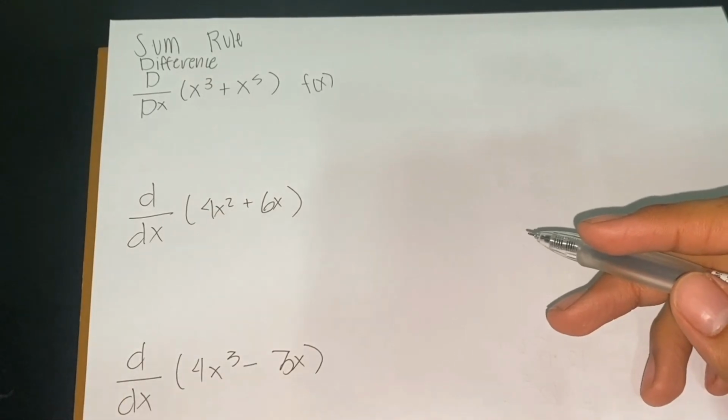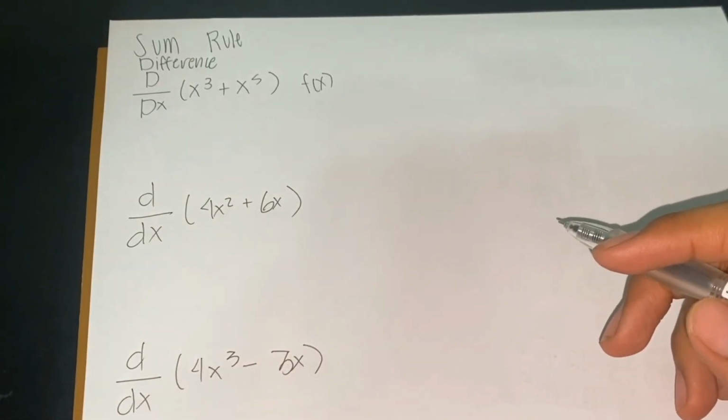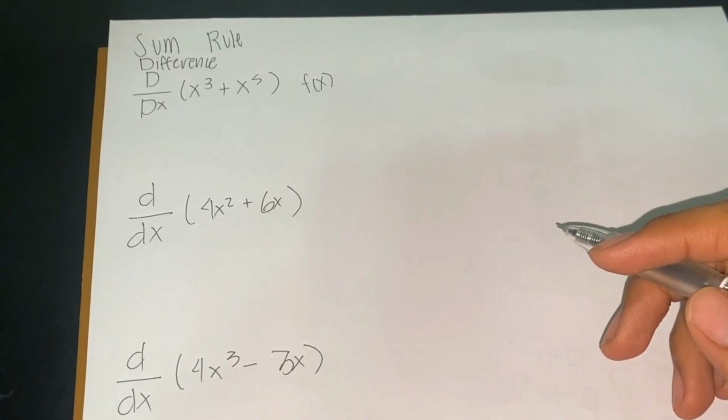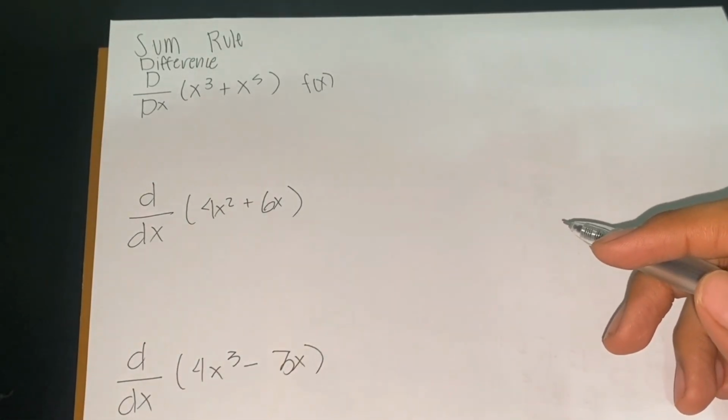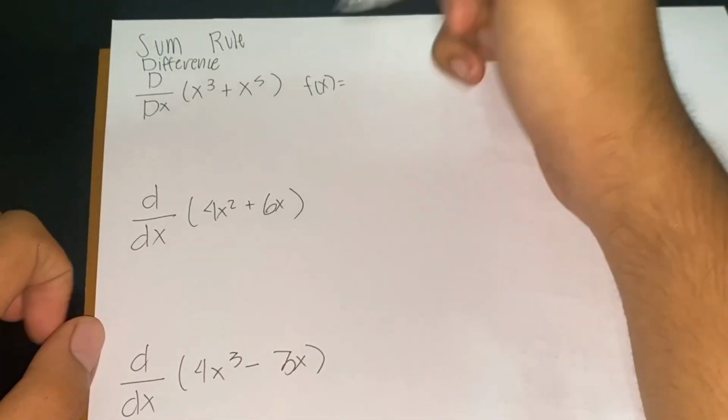For the next rule, we have the sum and difference rule. The sum rule says the derivative of a sum of functions is the sum of their derivatives. The difference rule says the derivative of a difference of functions is the difference of their derivatives. For the first example, x cubed plus x raised to 5. Now let's put f of x here.